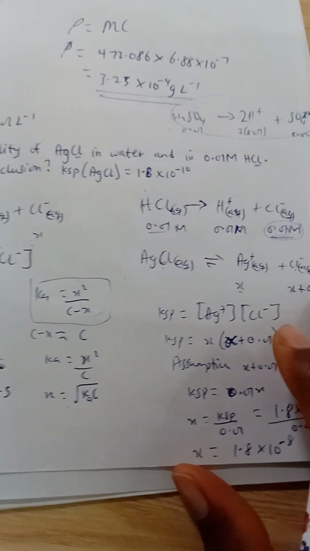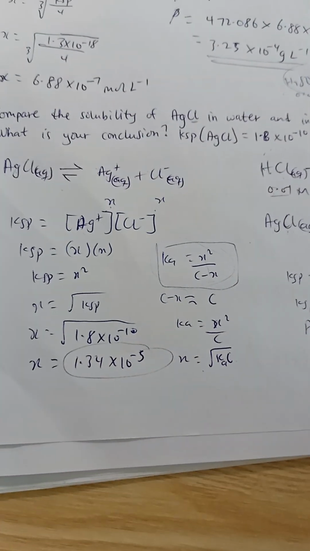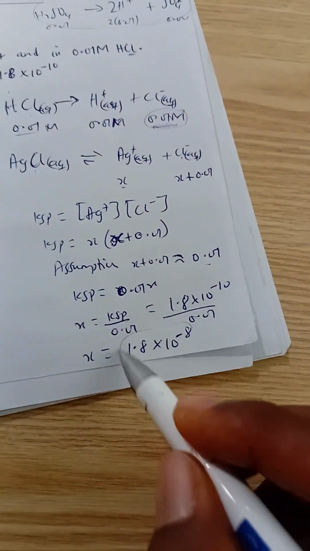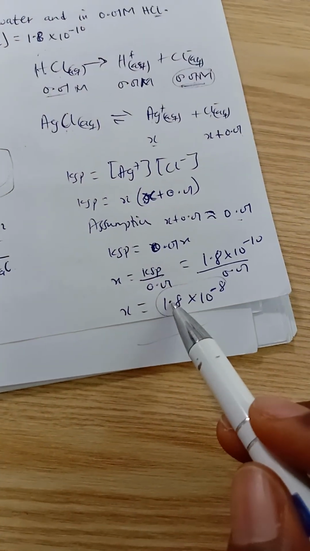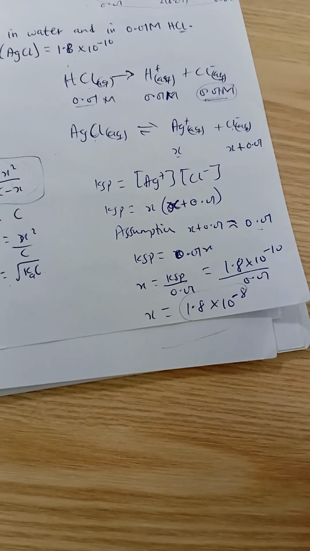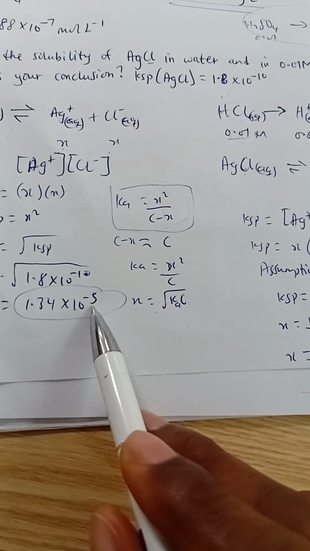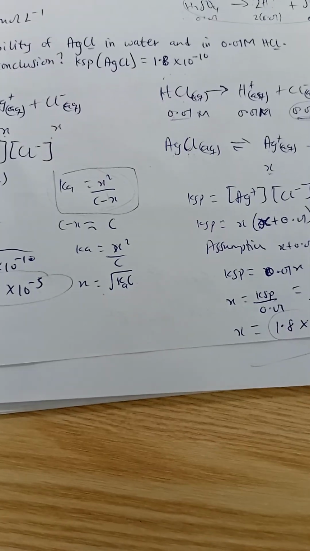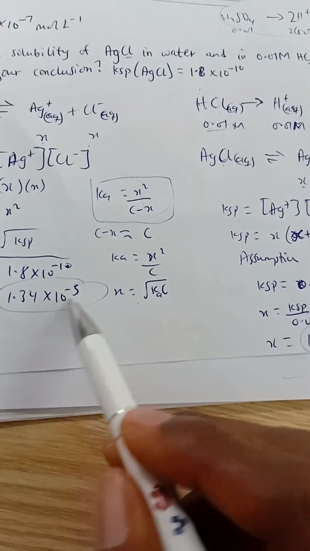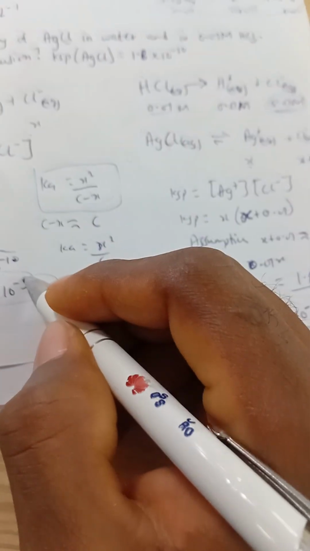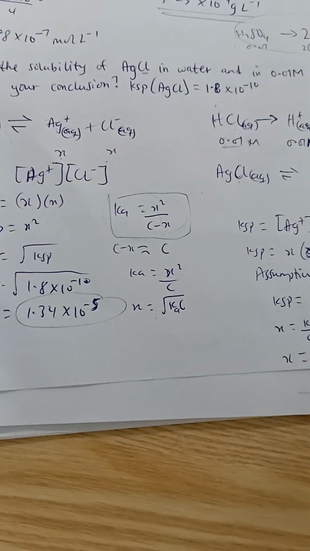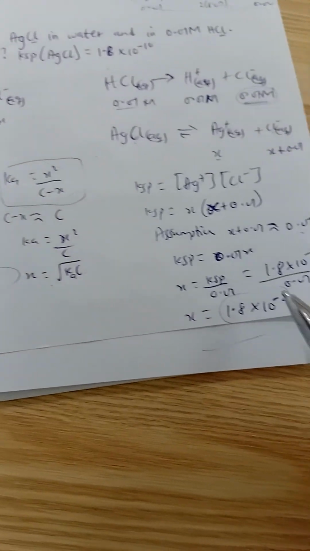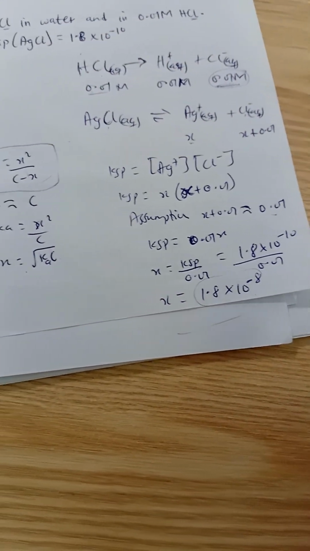So now what is our conclusion? In water, the solubility was this, but in HCl, it was this. So 1.34 by 10 to the power minus 5, and 1.8 by 10 to the power minus 8. Which one is bigger? This is bigger, right? When you're comparing negative exponents of 10 and the exponents are different, the bigger one is the one with the less negative exponent. The smaller one is the one with the more negative exponent.